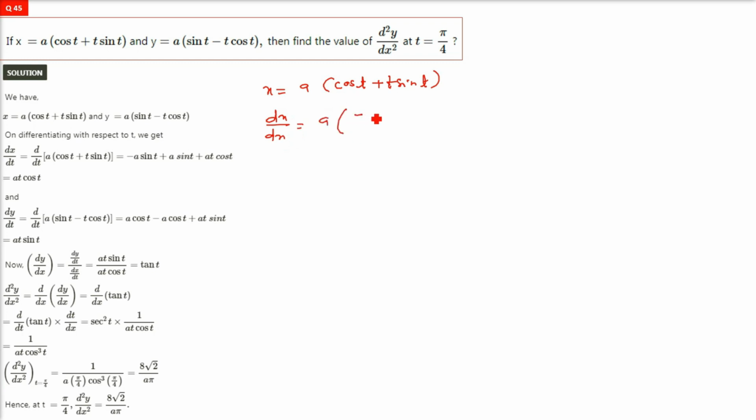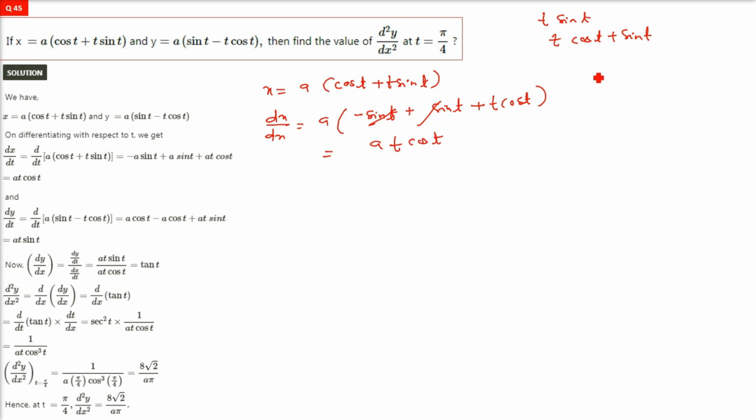The derivative of a cos t is minus sin t, and for t sin t I'm doing it separately. We'll apply the product rule. T times the derivative of sin t, which is cos t, plus sin t times the derivative of t, which is 1. So we have sin t plus t cos t. Now sin t gets cancelled. We have t cos t. So dx by dt is going to be a t cos t.